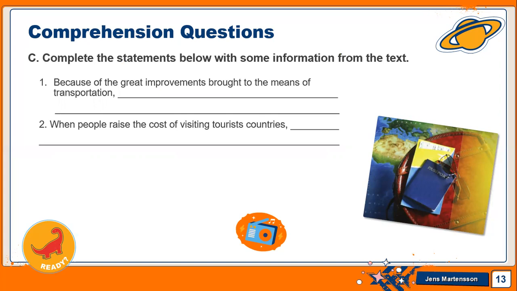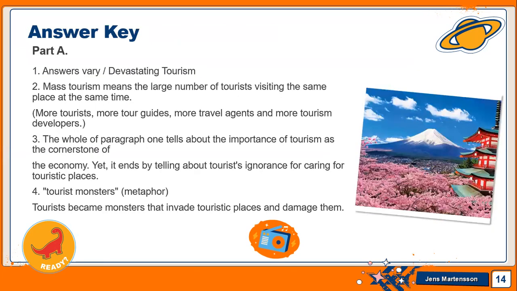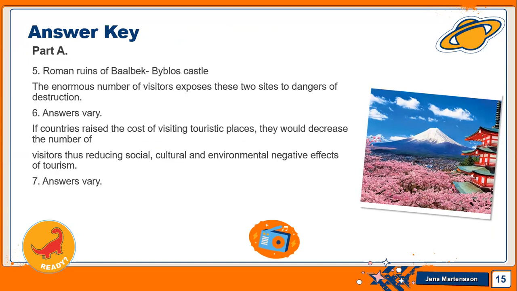The first one says, because of the great improvements brought to the means of transportation, so this is the cause, what would the effect be based on the text? The second one, when people raise the cost of visiting tourist countries, when this happens, what would the effect be? So you have the causes and you need to look for the effects in the text. The answer key is here. After solving the questions, please correct your answers and check if you did them right. This is the answer key for the first 4 questions in part A, 5, 6, and 7, part B, and part C.